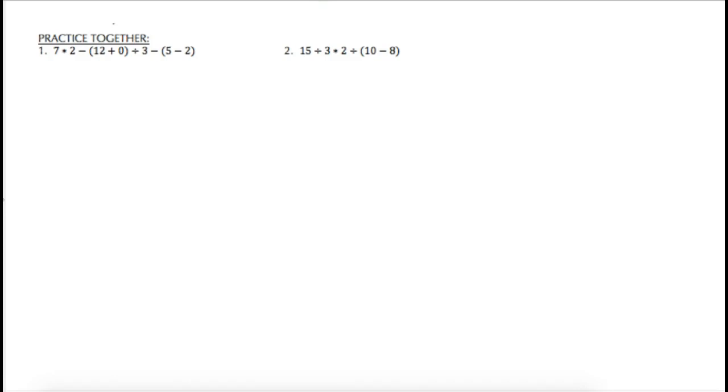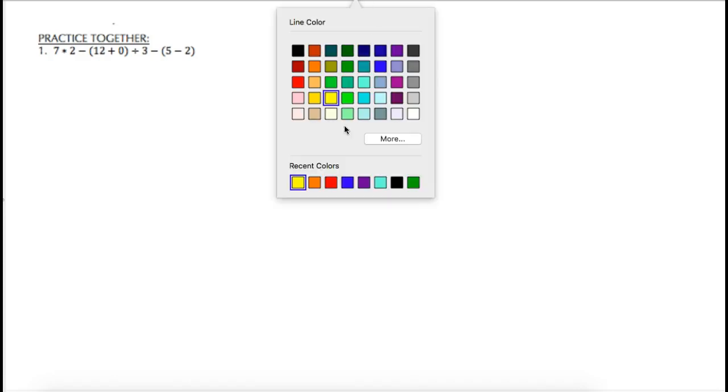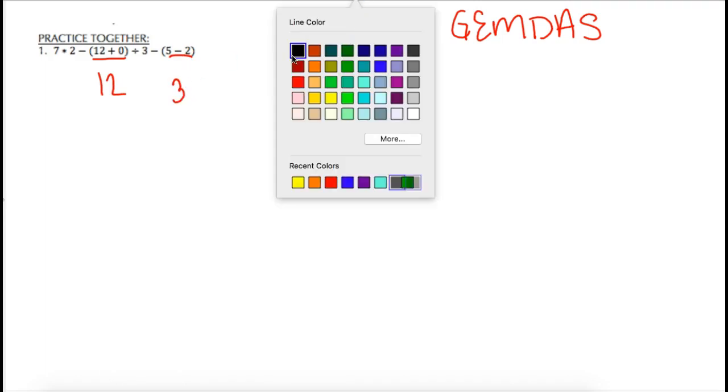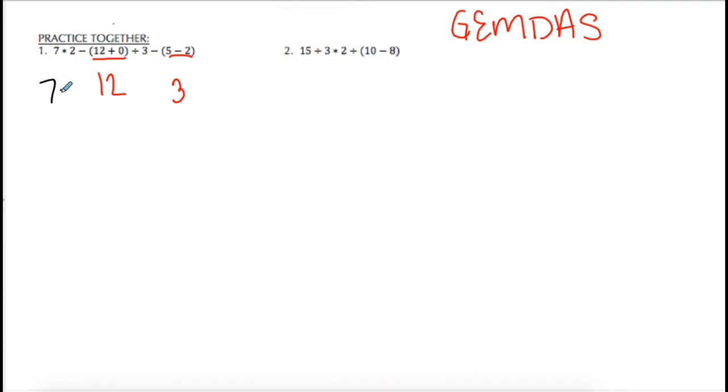Our first letter in GEMDAS, okay, I'm going to go ahead and write it right here, is grouping. This one I'm going to do parentheses. So I have 12 plus 0, which is 12, and 5 minus 2, which is 3. Everything else gets copied exactly the same way it was. 7 times 2 minus 12 divided by 3 minus 3.